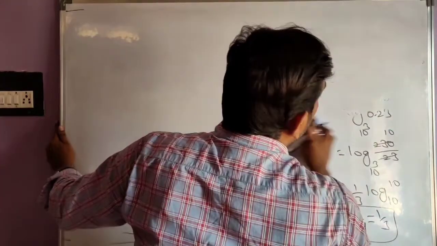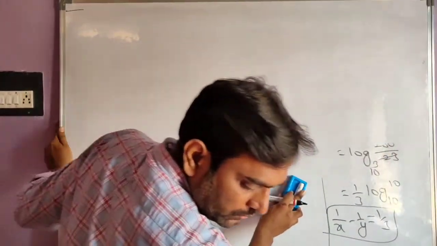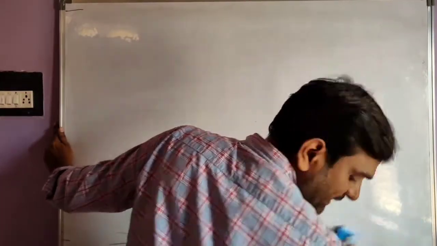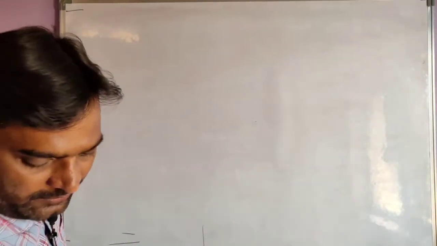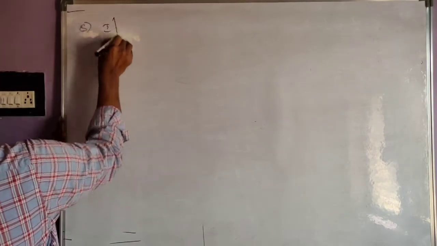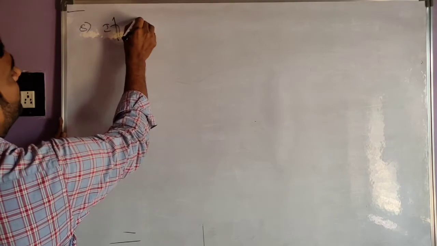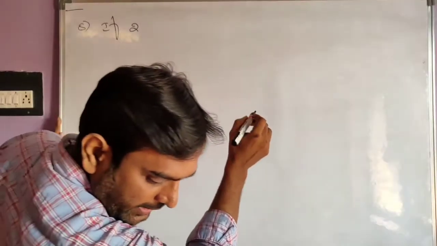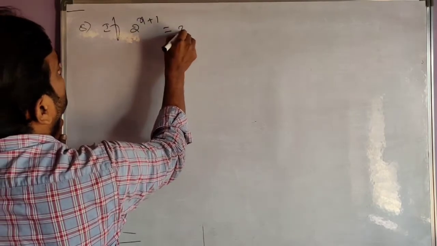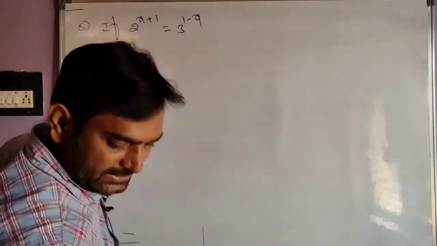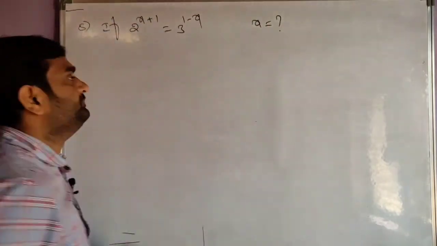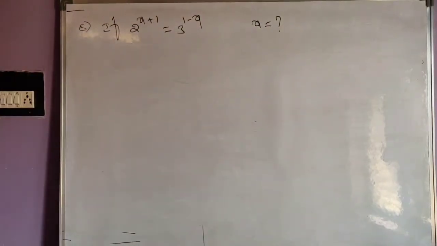Given that 2 to the power of x plus 1 is equal to 3 to the power of 1 minus x, then find the value of x. That's the question. Very simple.